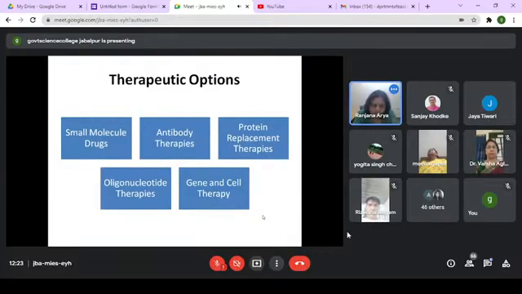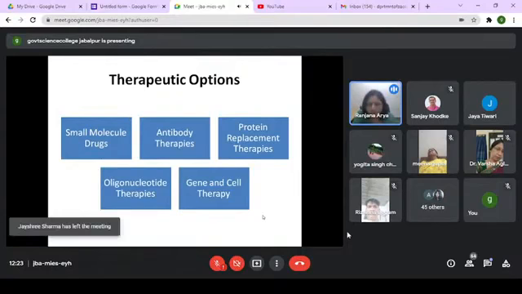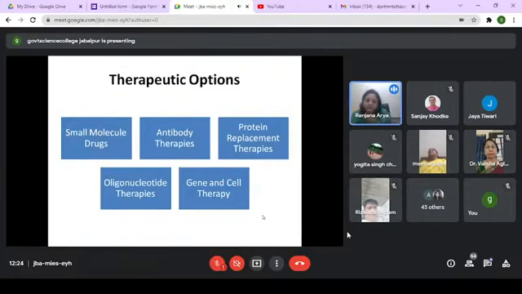If you look at the different diseases, how do we approach them? Small molecule drugs are often the favorite of all the pharmaceutical companies, because they are easy to develop and bring to the clinical trial level. They are the favorite among researchers, scientists, and even industries. Then you have antibody therapies, where you develop antibodies and give them as therapies for various disease treatments. Then protein replacement therapies for genetic disorders.